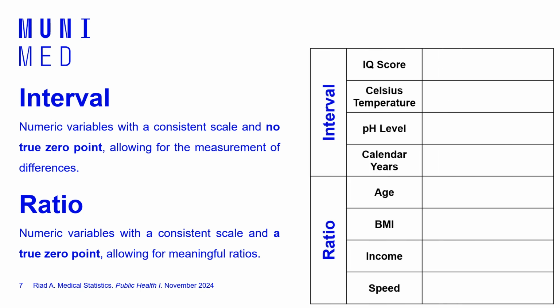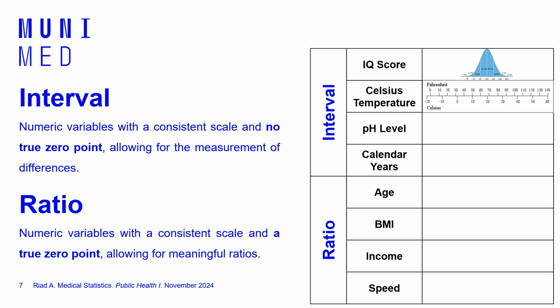So let's see some examples. In interval variables, we have the IQ score, the intelligence quotient. And in intelligence quotient, you cannot say that if someone has 0 IQ, which is not common, but let's assume that there is some animal or some creature that has 0 IQ, you cannot say that they have no intelligence. Yes, they still have intelligence. You can describe them as super stupid or super dumb, but yes, they have some sort of intelligence.